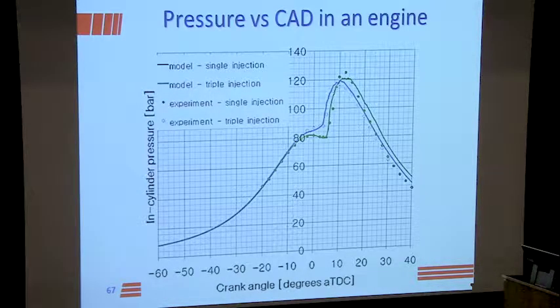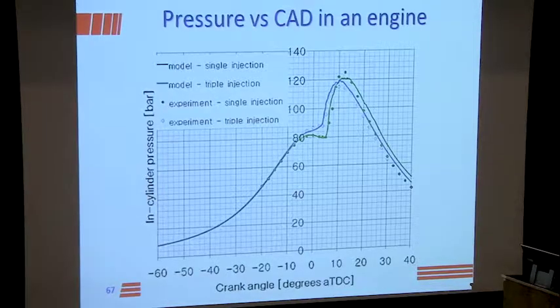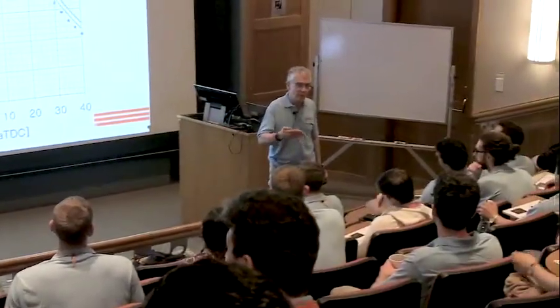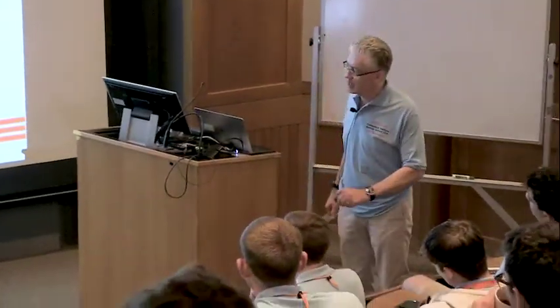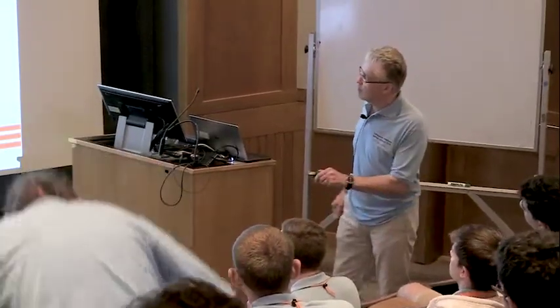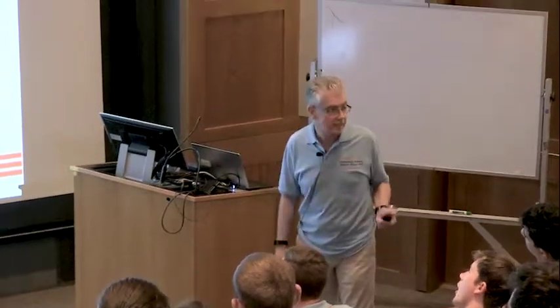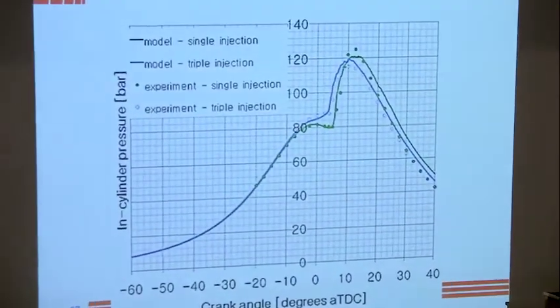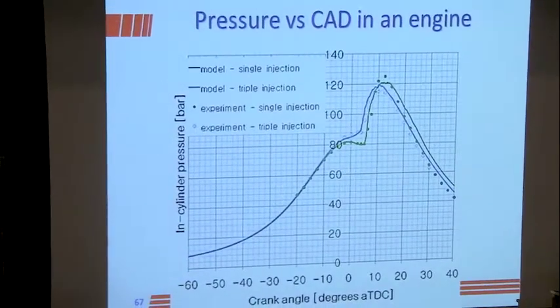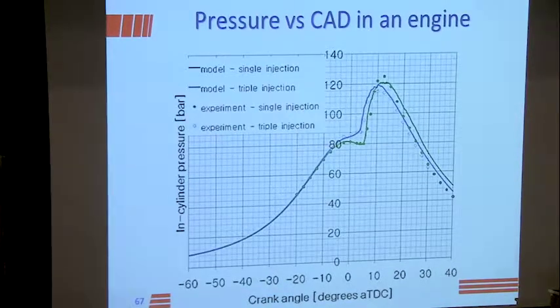What we plotted here is pressure versus crank angle degree. But what is crank angle degree? It's actually time. If we know the revs per minute of the engine, we can convert this crank angle degree to time. Roughly speaking, this period from about here to here is between half a millisecond and 1 millisecond, depending on the engine operating speed.